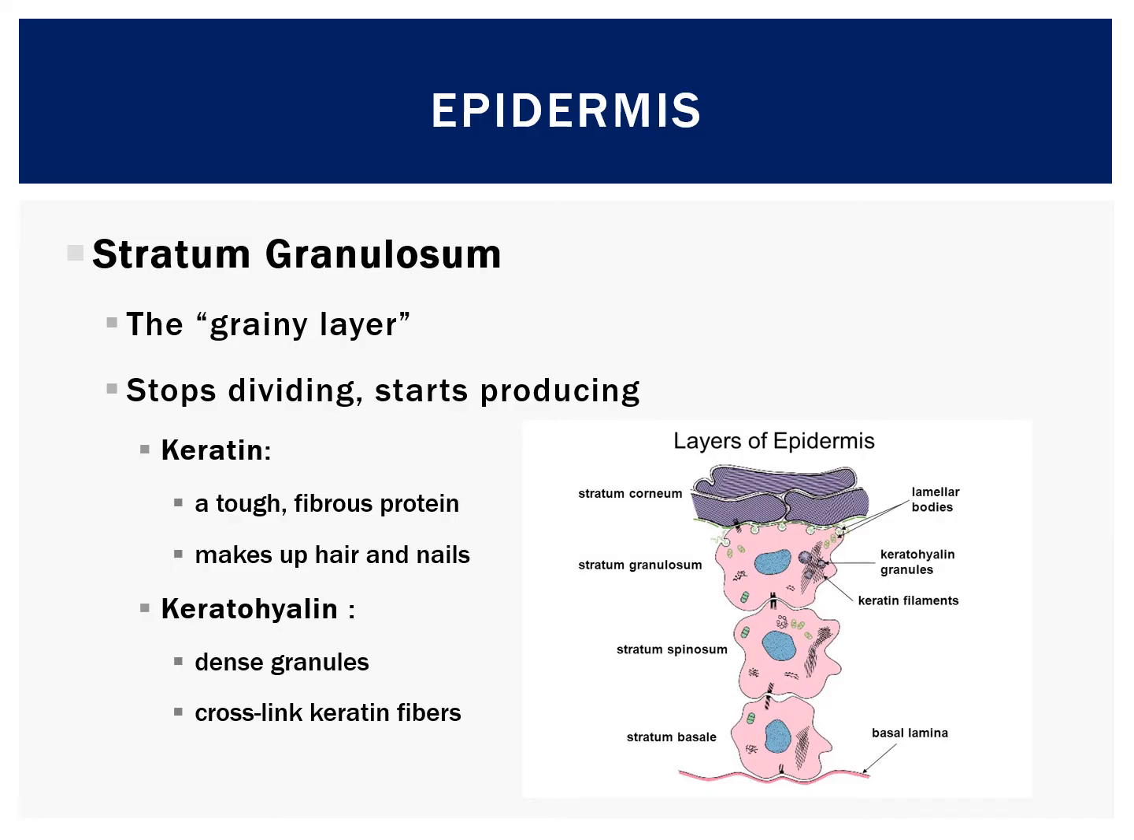Next stratum is stratum granulosum, which is the grainy layer. In this stratum granulosum, the cells have stopped dividing and start producing keratin and keratohyalin. The keratin is a tough fibrous protein that makes the hair and nails.